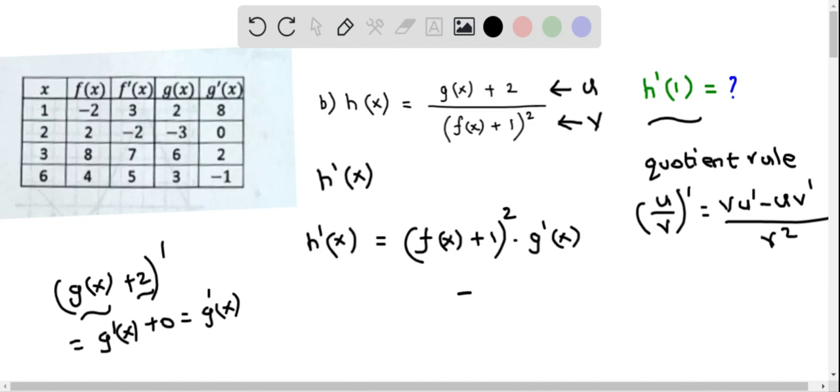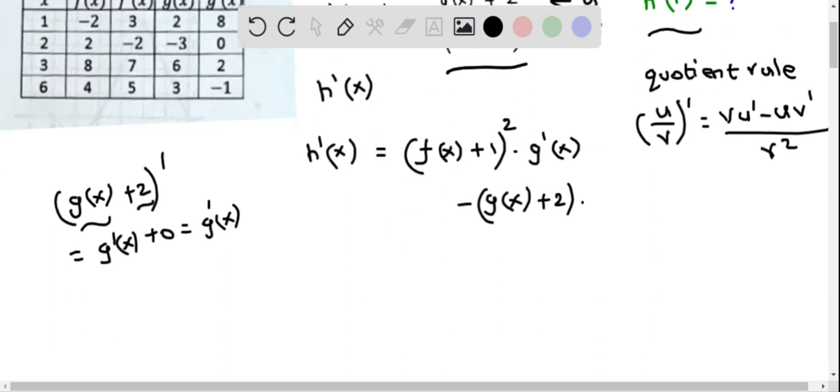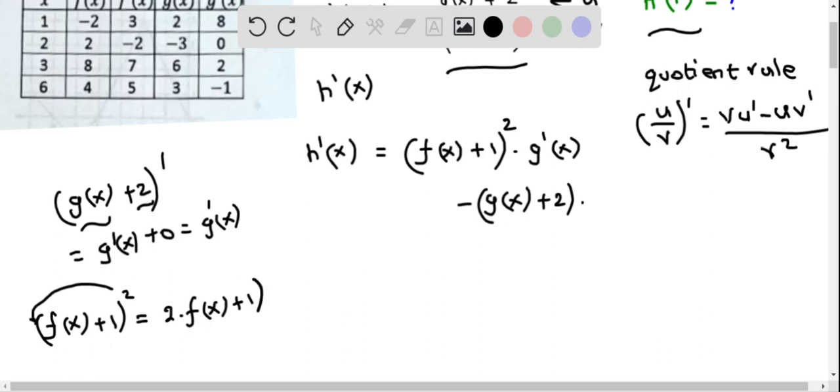Now I put u, which is the numerator expression, that is g of x plus 2 within the brackets, multiplied with the derivative of the denominator expression. That is, we find the derivative of f of x plus 1 quantity squared. Let's do that here. First, to find this derivative, we have to apply the power rule. That is, we put this power in front and reduce it by 1. So when we do that, we get 2 times f of x plus 1 raised to the power of 2 minus 1, which is 1.